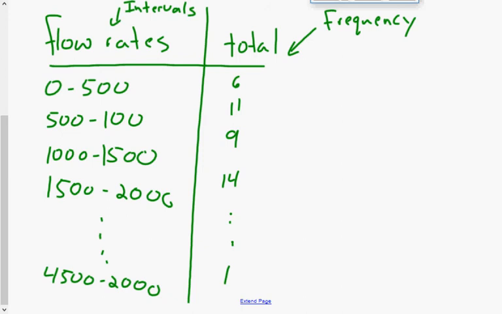This is one of the most important things, and this is where people make a lot of their mistakes with histograms. If I'm counting flow rates, and I had a flow rate of exactly 500 meters cubed per second, do I count that in the 0 to 500 range, or the 500 to 1,000? You say 500 to 1,000? Okay.